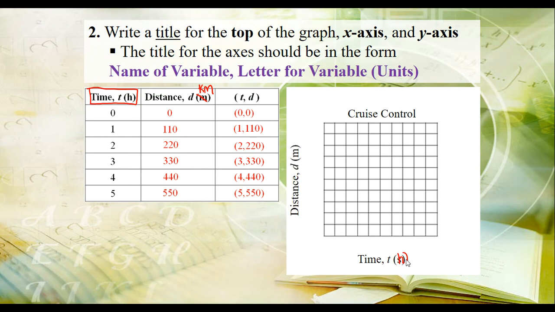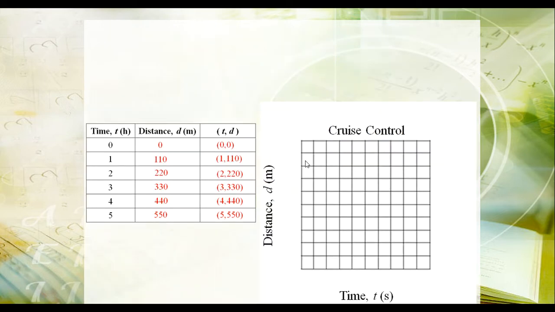Okay, then let's do the same thing for the y-axis. So for the y-axis, it's distance. And again, the units right here should be kilometers. Okay, kilometers. So we have time, comma, t, units are hours, distance, comma, d, the units are going to be kilometers. Okay, now we need to scale the graph correctly. So again, let's just fix this here. Hours, kilometers.